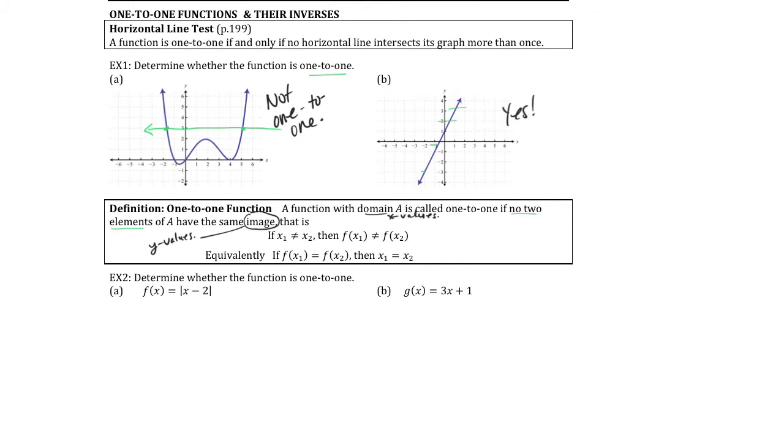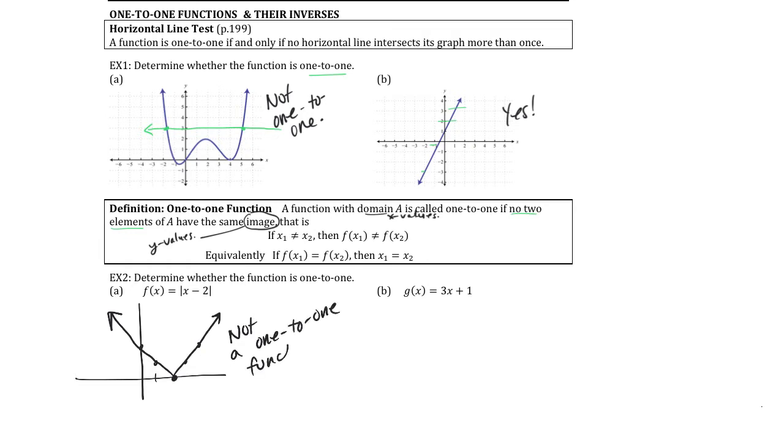Okay, so to check this, well, we can use what we know about graphs. This is absolute value, and it's subtracted 2, so it's slid over 2. So we have our classic V-shaped absolute value graph. This fails the horizontal line test, so this is not a one-to-one function.